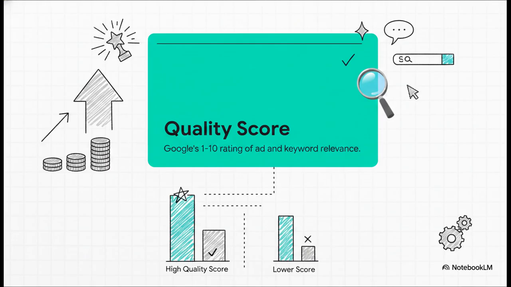So the crucial point is this. Google doesn't just award the top ad spot to the highest bidder. No way. If your quality score is a 9 or a 10, Google will actually reward you with a higher ad position and a lower cost per click. Meaning, a high quality score literally allows you to beat out richer competitors who are actively trying to outbid you. Talk about a game changer.